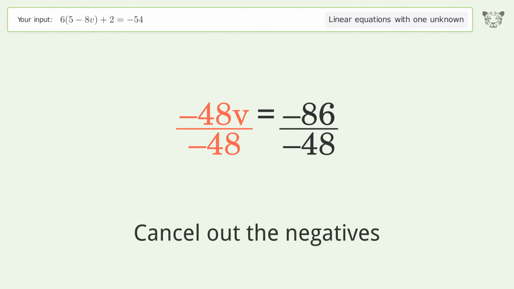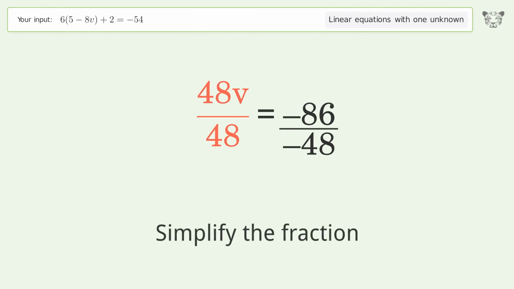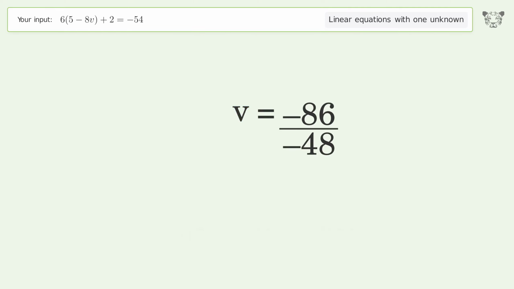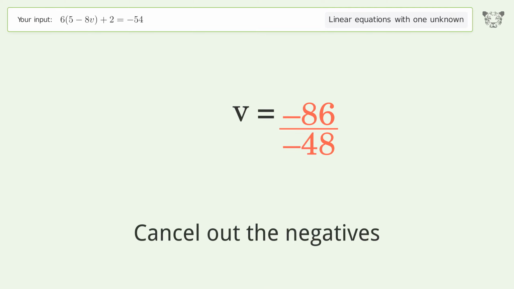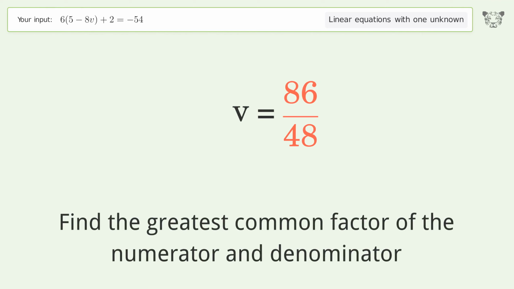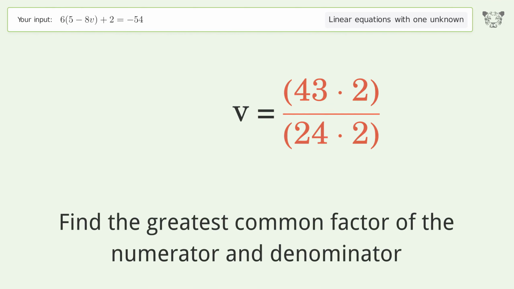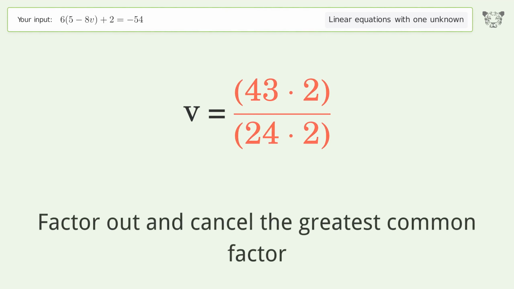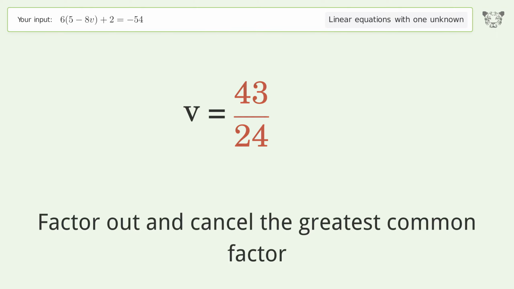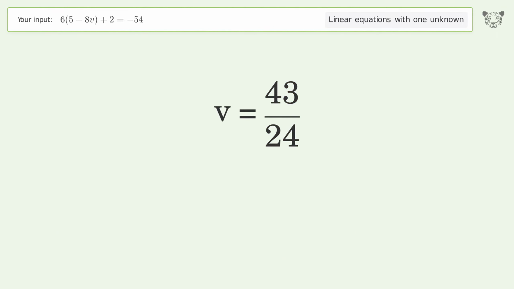Cancel out the negatives. Simplify the fraction. Cancel out the negatives. Find the greatest common factor of the numerator and denominator. Factor out and cancel the greatest common factor. And so the final result is v equals 43/24.